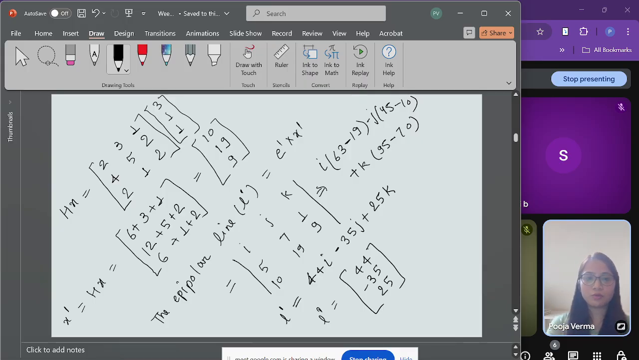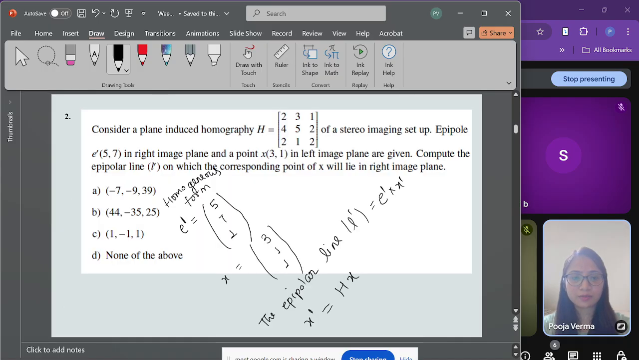If you just check with the question, if they are asking in the 2D image plane, it is a representation in the homogeneous form. So just divide all of these by 25. So this will be in the 2D image plane again. Here it is given in the homogeneous form only. So just check with the answer. You will get 45, minus 35 and 25. So option B is the correct answer for this question. Okay, so answer B is the correct answer.